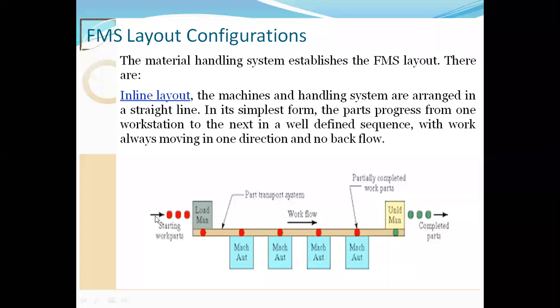In the loading station, the starting work material or the raw material will be loaded, and it will be processed through the different workstations, and you will get the finished product from the unloading station. These red dots are the component movement, and this is the workflow. You have to show the workflow direction, and this is a unidirectional movement, meaning there will not be any bidirectional flow. The components will be moved from one end to the other end, and the workstations will be kept one beside the other. So this is about the inline layout.